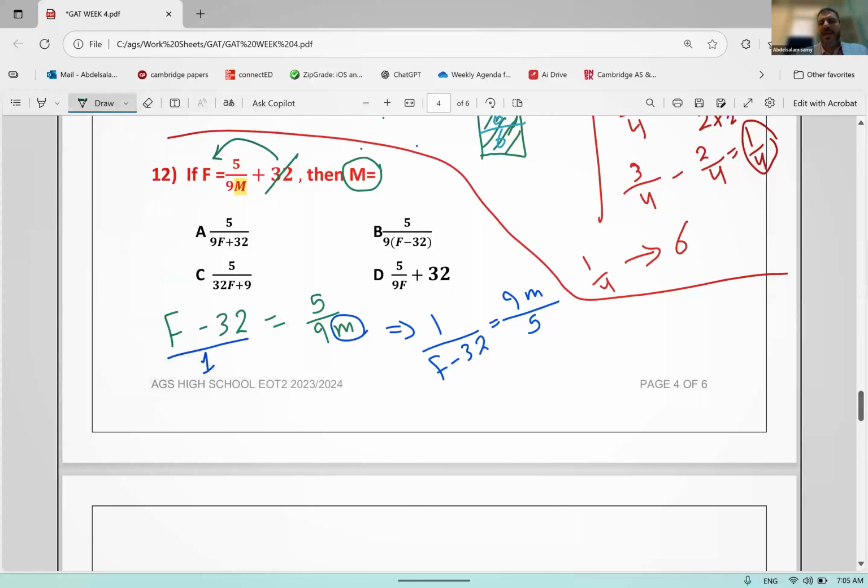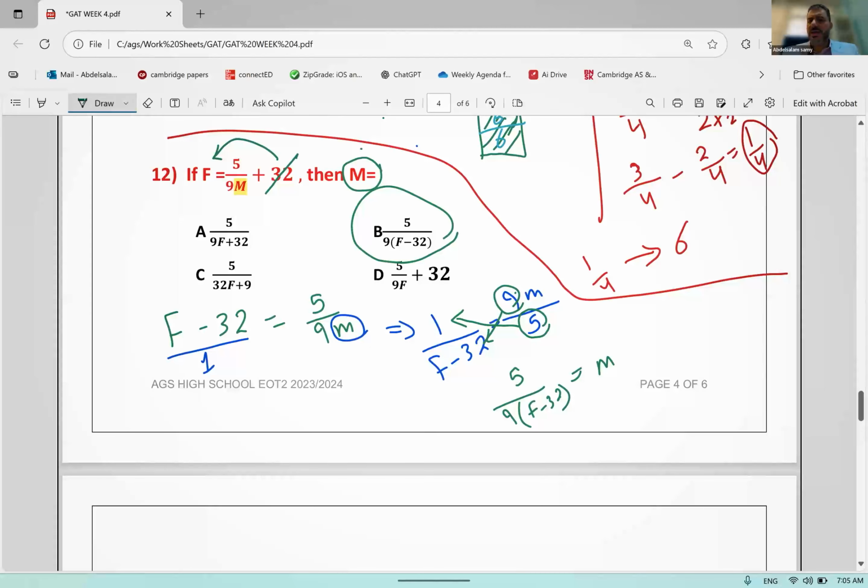Mr., here, can I use cross multiplication? I mean, can I multiply the 5 here and the 9 here? I tell you yes. So it will be m equals 5 times 1 is 5, 9 times f negative 32. I can write it as it is. Why, Mr., did you not multiply it? Because I have the same answer in the choices.